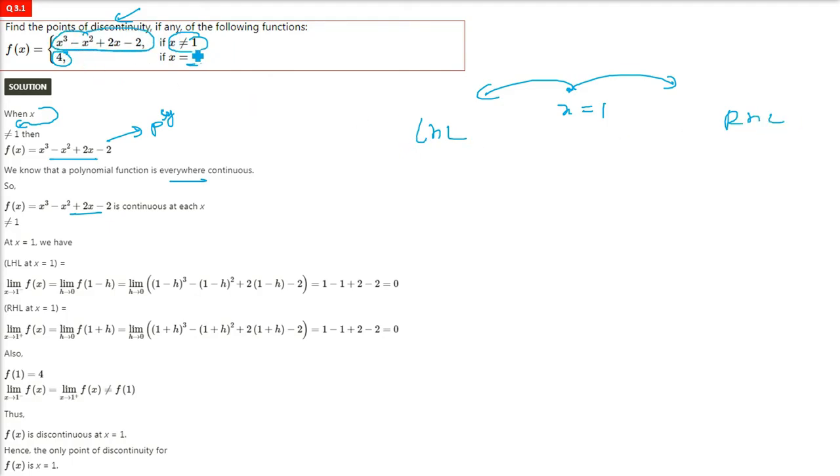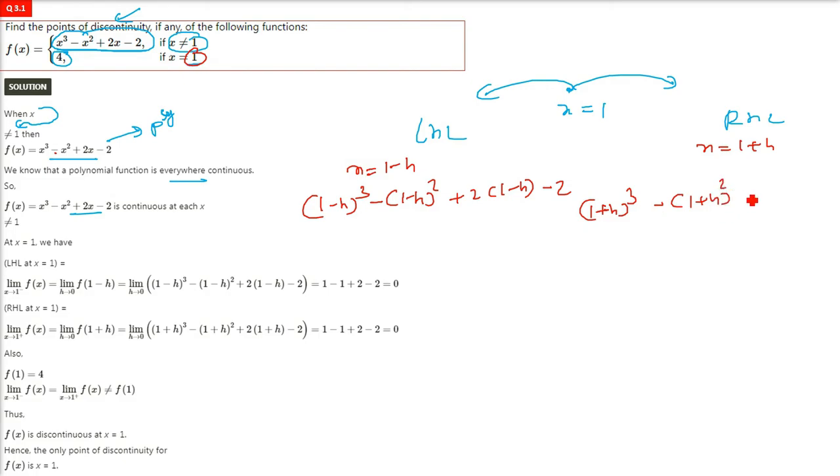We'll use 1 minus h because we have to check at x equals 1. So we'll just place x equals 1 minus h on the left hand side. And here we will put x as 1 plus h on the right hand side. So this is (1 minus h) whole cube minus (1 minus h) whole square plus 2 into (1 minus h) minus 2. This is your LHL. And RHL, same thing. In place of x, just put 1 plus h. So (1 plus h) whole cube minus (1 plus h) whole square plus 2 into (1 plus h) minus 2.